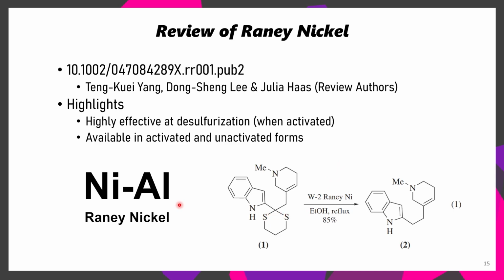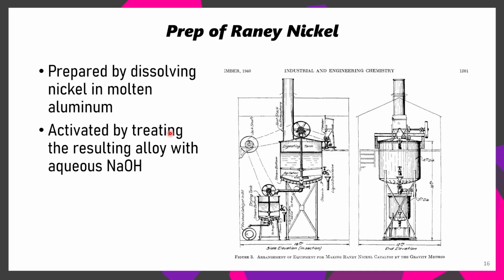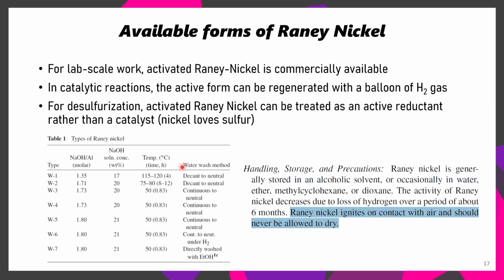Raney Nickel is an alloy made from dissolving nickel in molten aluminum and treating that resulting alloy with aqueous sodium hydroxide. Depending on the version that you're trying to prepare, there's a few different types of Raney Nickel which can be prepared by treating the alloy with different amounts of sodium hydroxide.